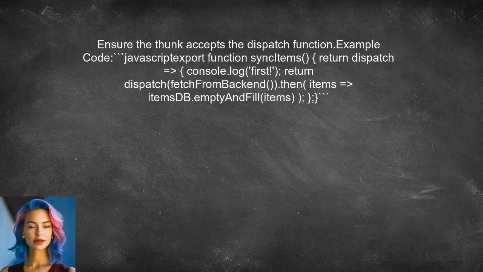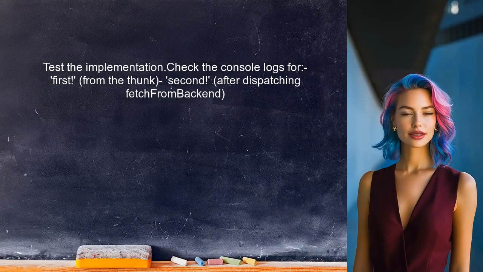After that, the user should ensure that the thunk is properly set up to accept the dispatch function. This means the thunk should be structured to receive dispatch as an argument. Finally, the user can test the implementation. They should check the console logs to confirm that both first and second are logged, indicating that the thunk is executed correctly.